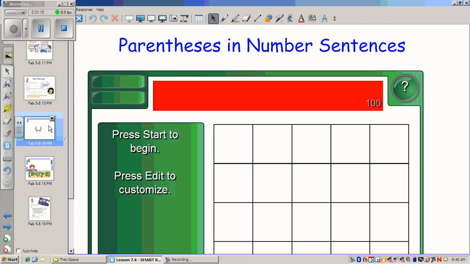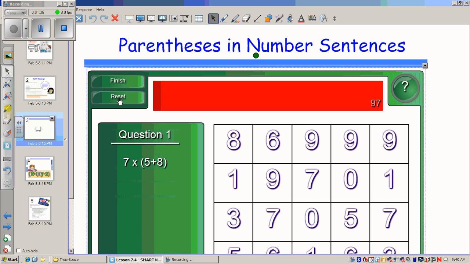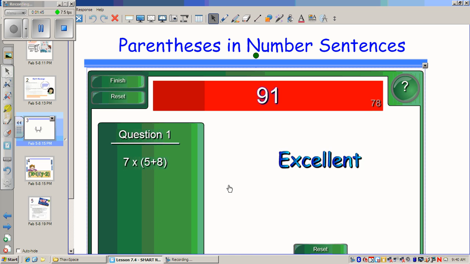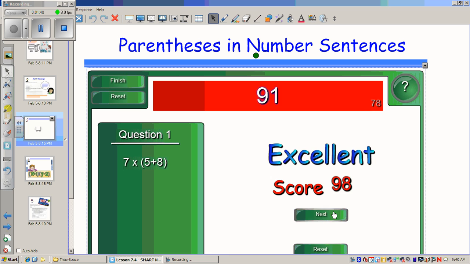Parentheses and number sentences. It says press start to begin. This is a game using parentheses. Parentheses are important because your whole problem can be wrong if you don't do things in the correct order. So let's try one together. I have 5 plus 8 times 7. Well, I know 5 plus 8 is 13, and if I multiply that by 7, that would be 91.